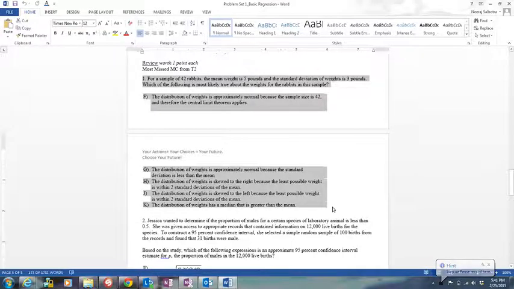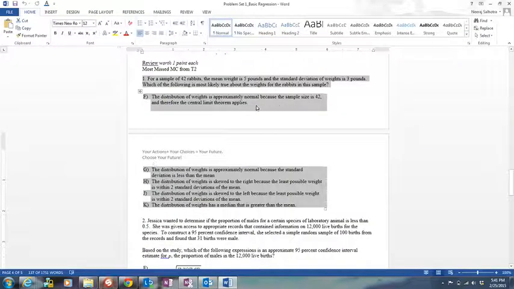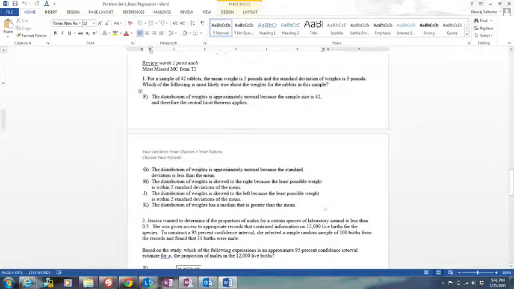It says for a sample of 42 rabbits, the mean is 5 and the standard deviation is 3. Which of the following is true about the weights of the rabbits in the sample? So everybody on the exam picked F. They said, well, the sample size is bigger than 30, so the central limit theorem applies, and the distribution is approximately normal. That's right, except we have one problem.